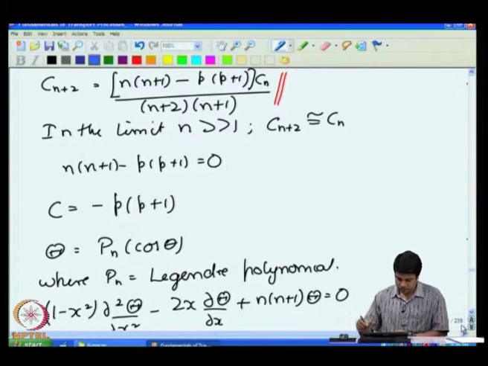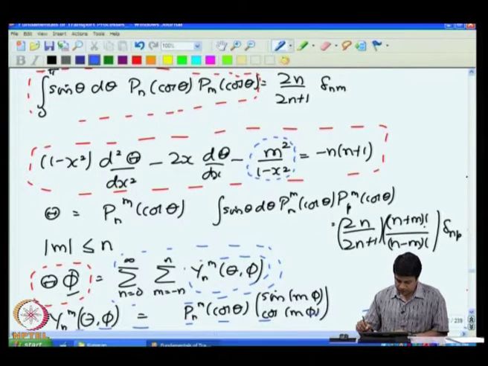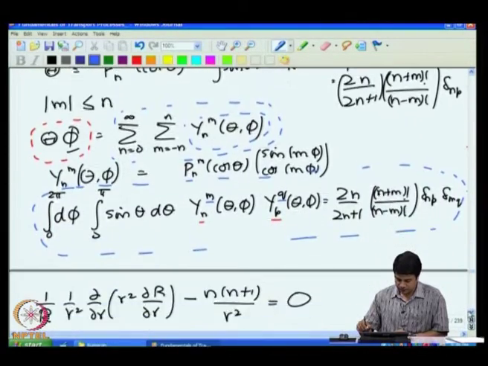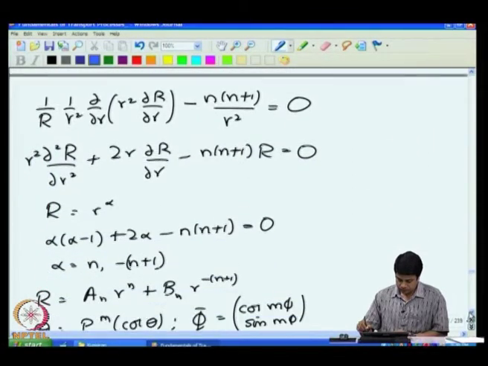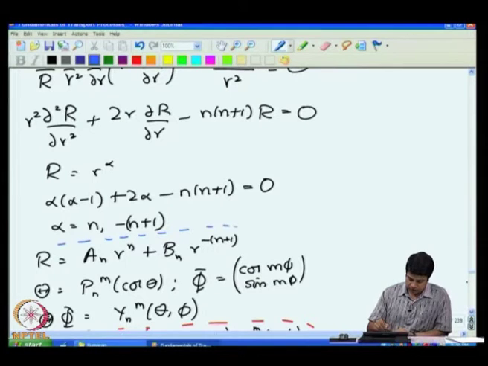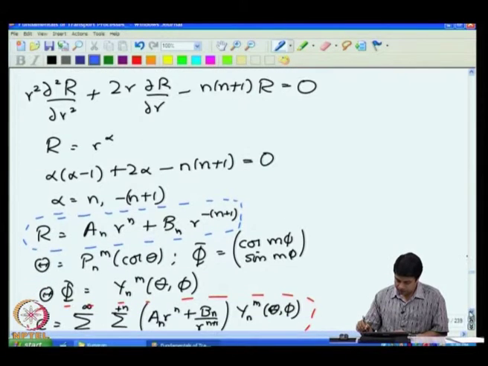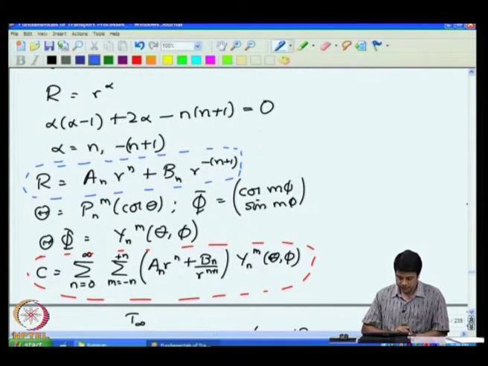And finally, we have to solve along the radial direction. For the diffusion equation, this solution along the radial direction just turns out to be power law, a power of n, of the form a n into r power n plus b n into r power minus n minus 1. So, finally, I get these spherical harmonic expansions. Concentration is equal to a n times r power n plus b n by r power n plus 1 times Y n m of theta phi, where Y n m is a product of the Legendre polynomials P n m of cos theta as well as cos and sine functions in the phi coordinate.